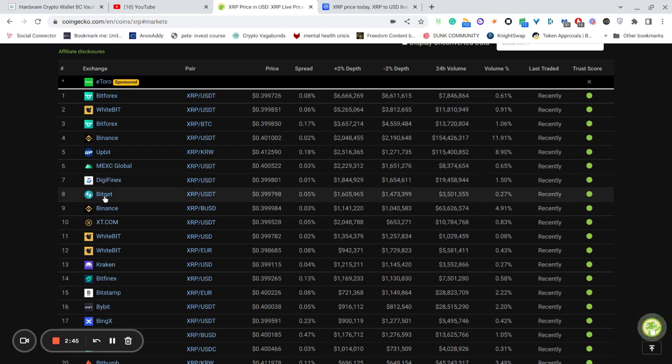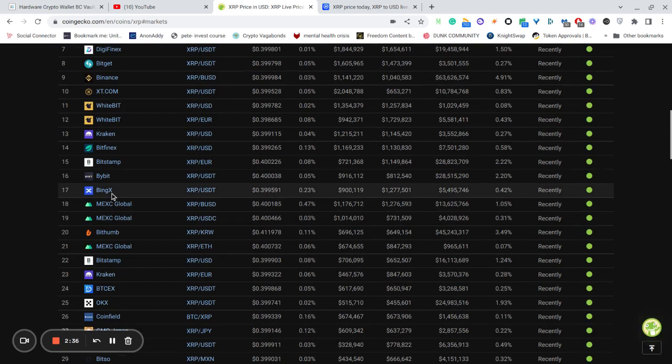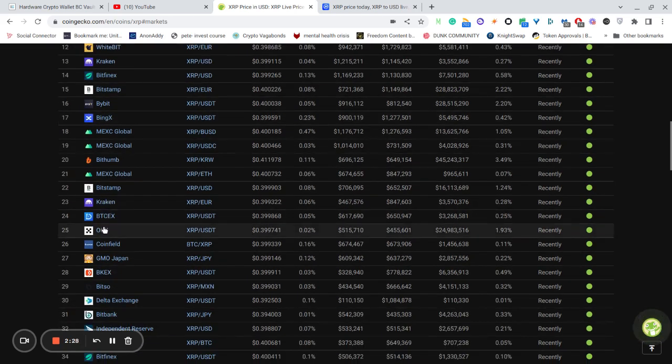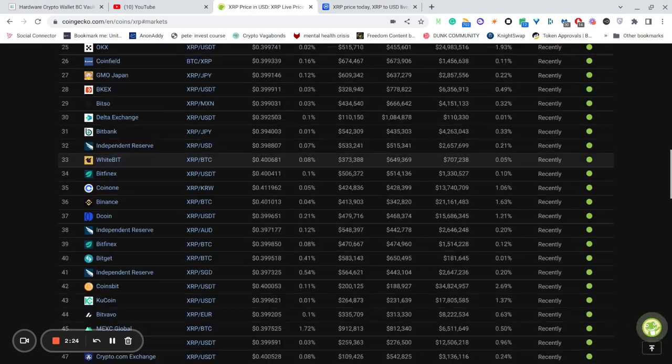BitGit is a derivatives trading platform. Kraken sold it. Bitstamp, Bitfinex, BingX, don't know them, but I've heard the name recently, might need to check them out. Bybit, once again, a leveraged derivative trading platform. OKX, Bitbank, some of these are much lower.